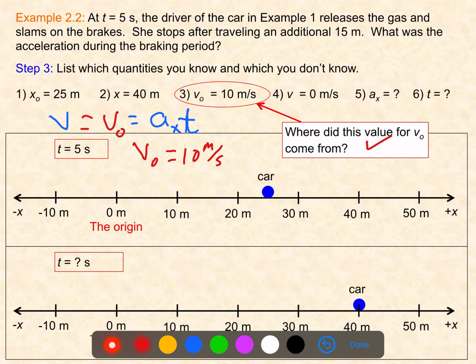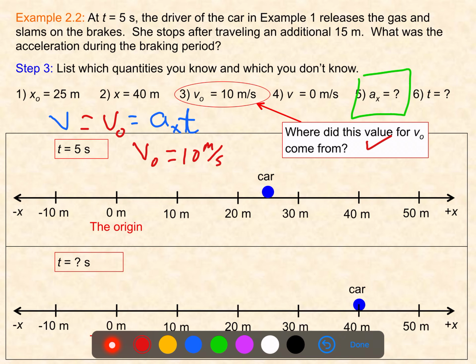So sometimes a quote-unquote given value isn't exactly given. You have to construct it from something else you know. Maybe it's just a context clue like stops meaning 0, or maybe it's something from a previous part that you'd already solved for. Nevertheless, we still have two unknowns here, acceleration rate and time. We wish to solve for acceleration rate. Acceleration is our target quantity.